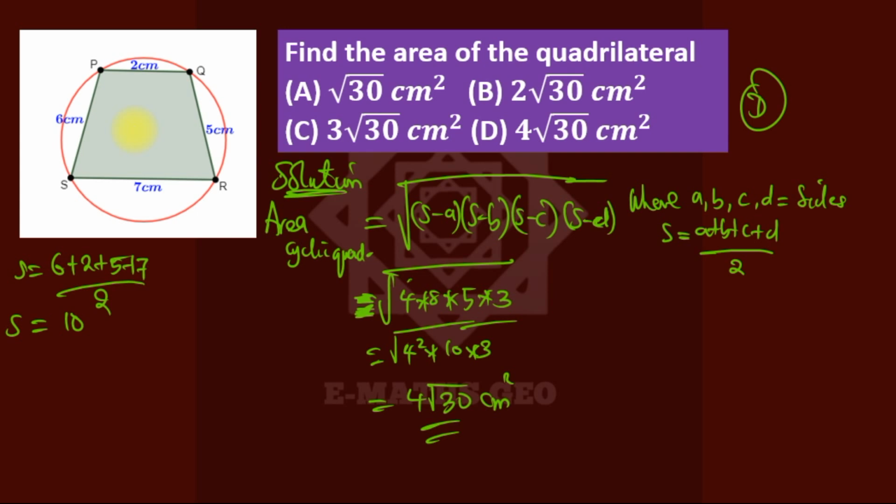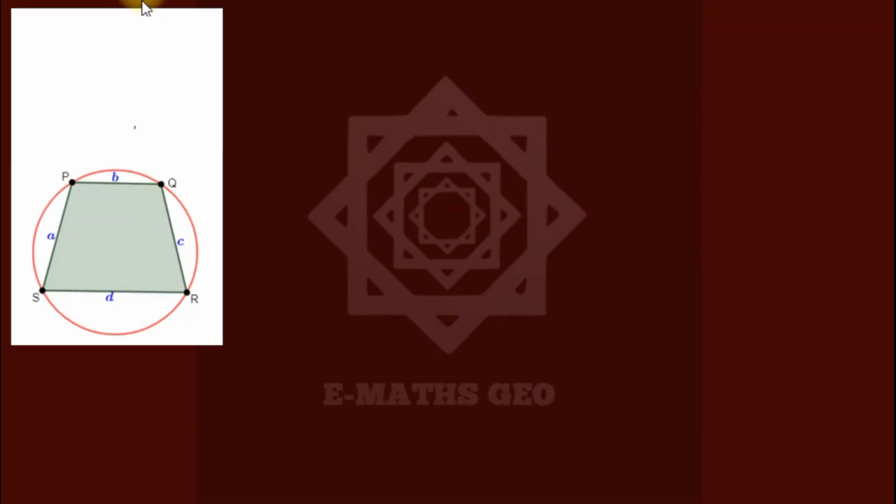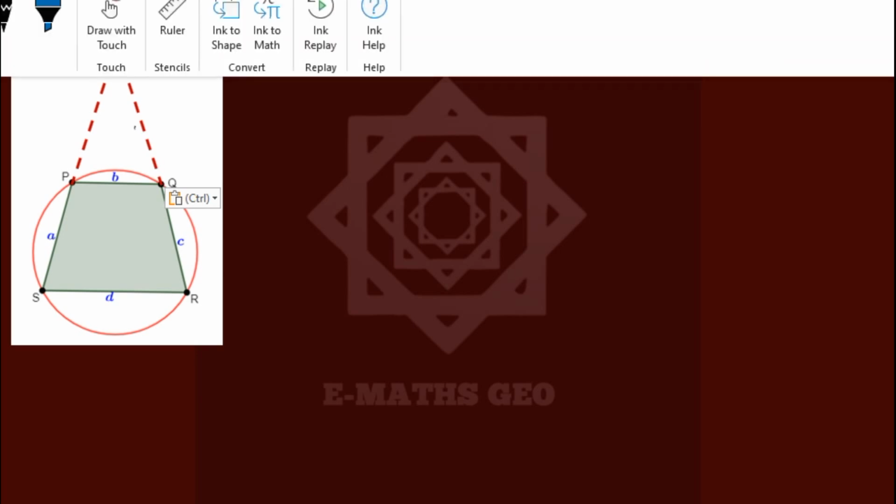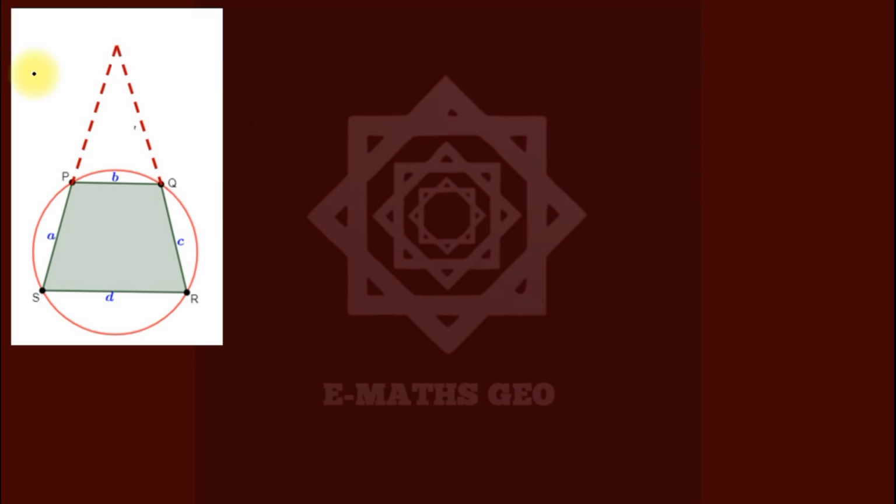So let's prove this formula. From this diagram, see that it's the same as the former question, but now we use letters as the sides, so we want to get a general formula. The first thing I have to do is add 2 auxiliary lines to complete the triangle, forming a triangle using the 2 auxiliary lines and the quadrilateral. Let me call the point of intersection of the 2 lines T.